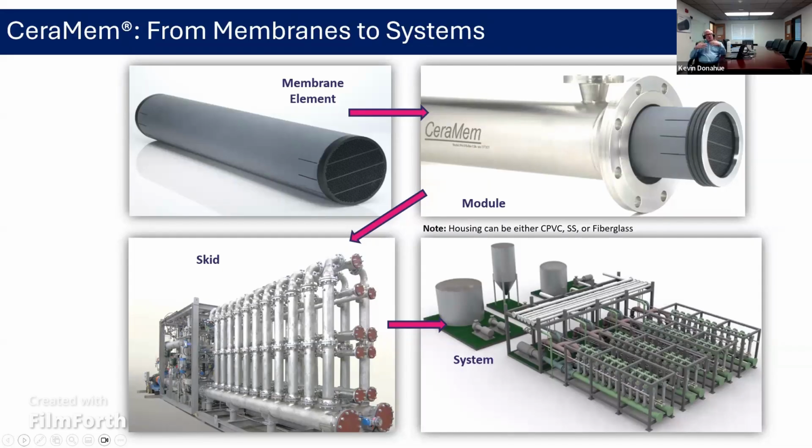A skid has a set of housings in series and parallel, and the housings are connected to a pump with valves and controls, and it's designed to process a certain amount of liquid. For a given installation or system, there could be multiple skids installed. In some cases we have redundancy, so that the entire plant can run 24/7. So even while one set of membranes is being cleaned, the other sets of membranes are operating, to allow for continuous production with no shutdowns.